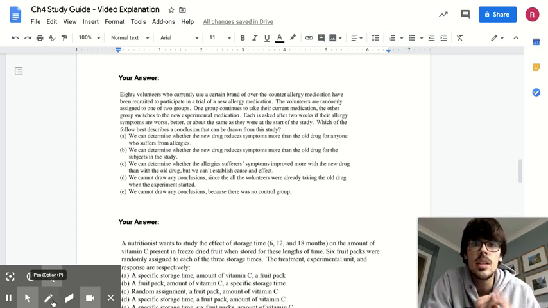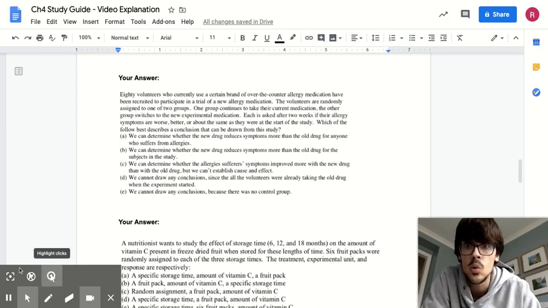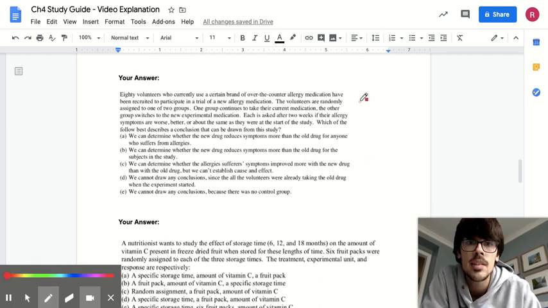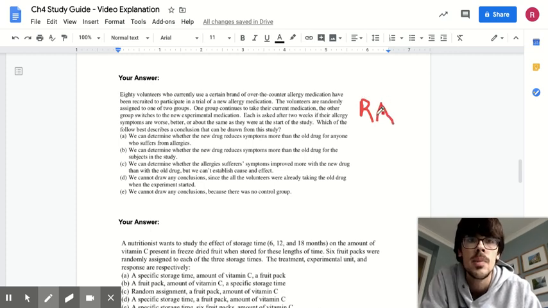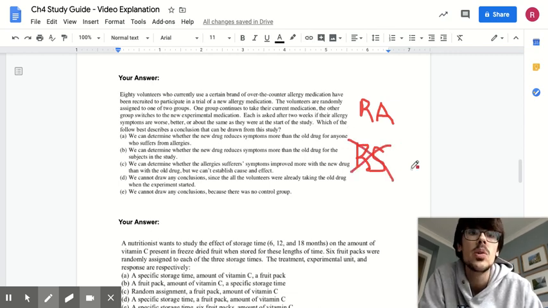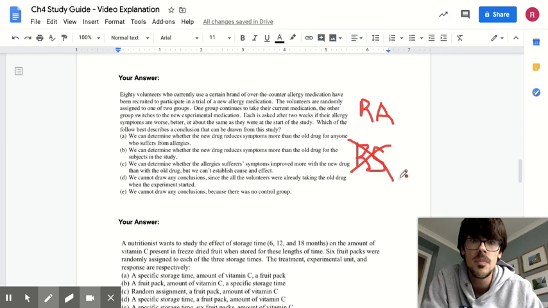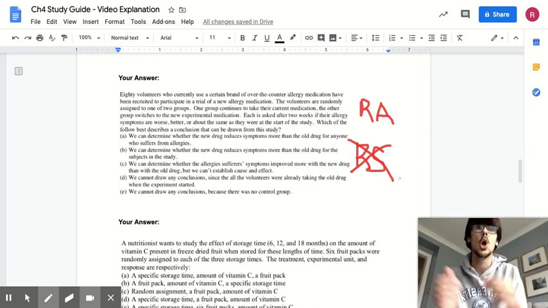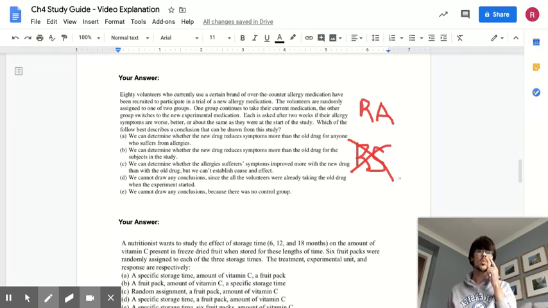So this is random assignment. We do, in fact, have random assignment in this problem. We broke them up into a group that got a new medicine and a group that kept their same medicine. But this is not random sampling. The people in my study were volunteers. They were not randomly sampled. If you do not have random sampling, you cannot talk about the population. We cannot say anything about people overall and how this new medicine works.